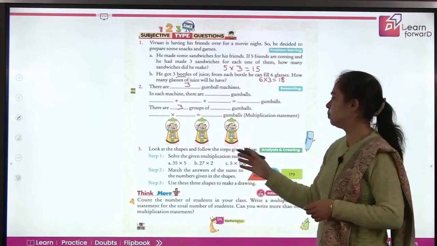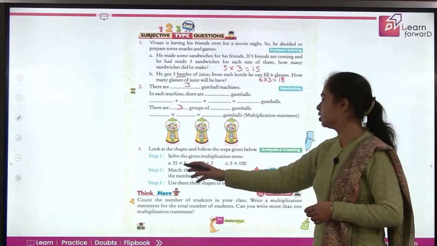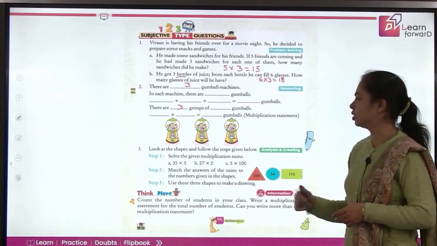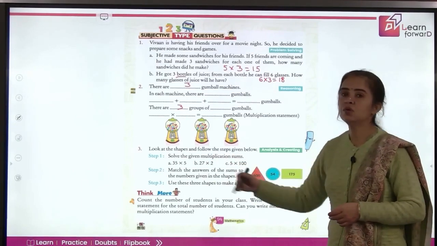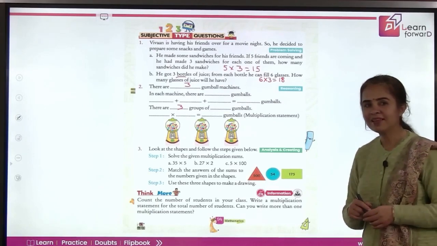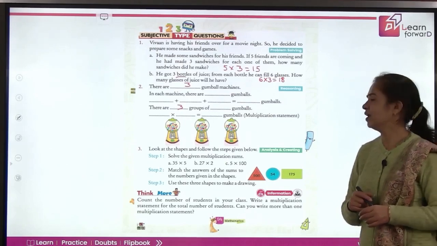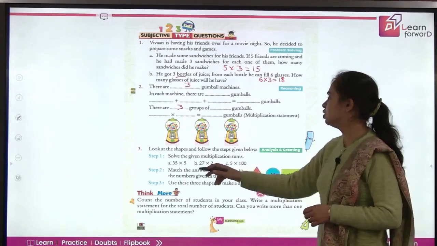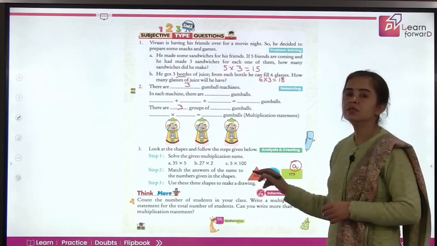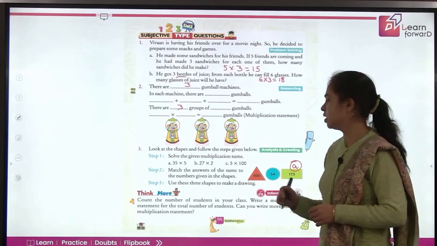Now, look at the shape and follow the steps given below. Solve the given multiplication sum. So, 35 times 5, this and this. Match the answers of the sums to the numbers given in the shapes. So, what do you get for 35 times 5? Can you quickly do it? Good. Yes, yes. I'm waiting for your answer. 175 is perfect. So, you just have to match this. So, this is the answer for A. Similarly, find out the answer for the other two and write the letters here.